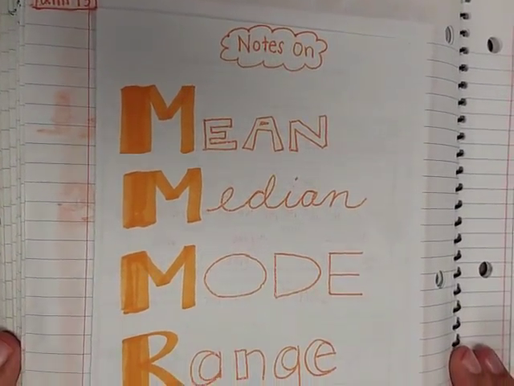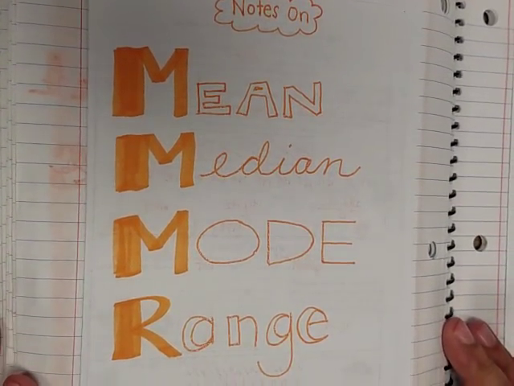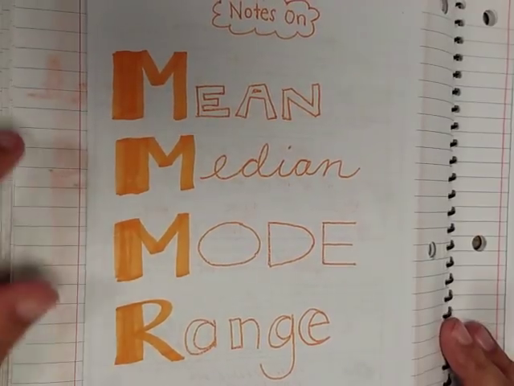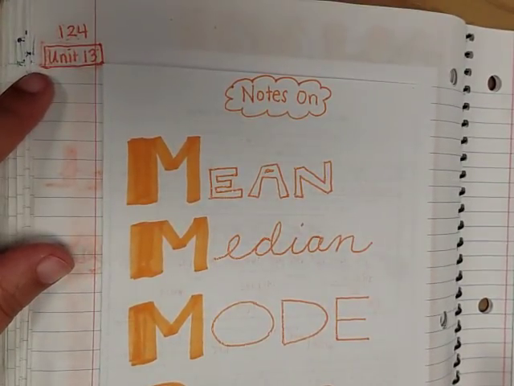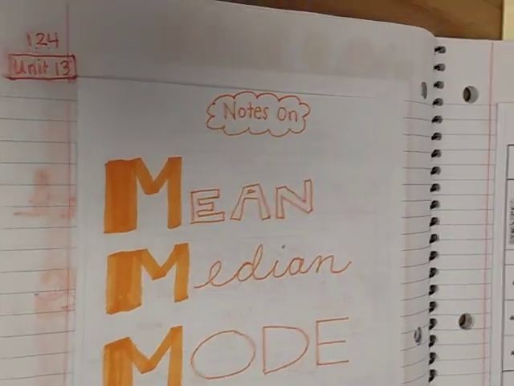Hi, good afternoon. These notes are on mean, median, mode, and range, MMMR, and should be page 124 of our notebook. So let's go ahead and get started.